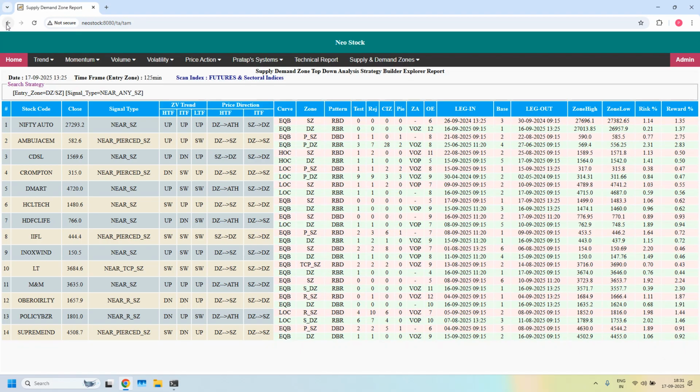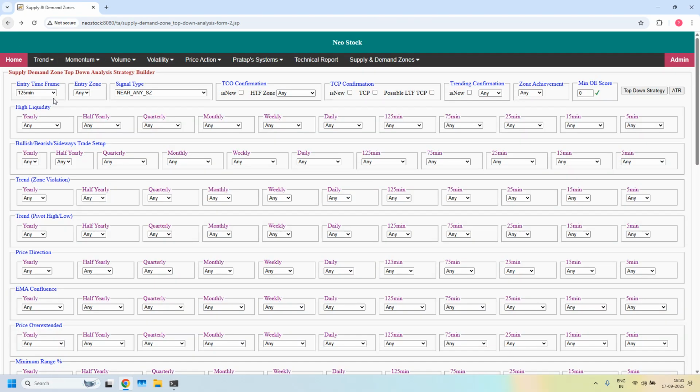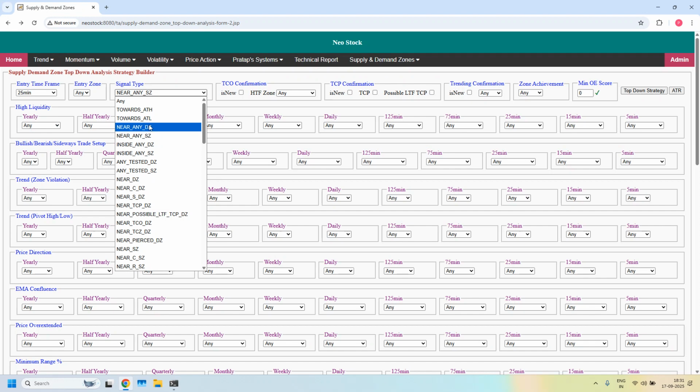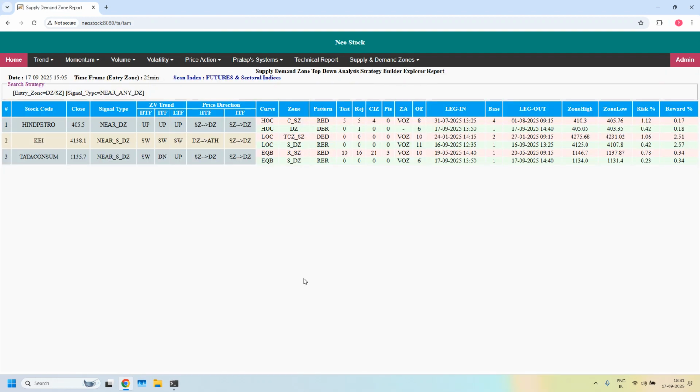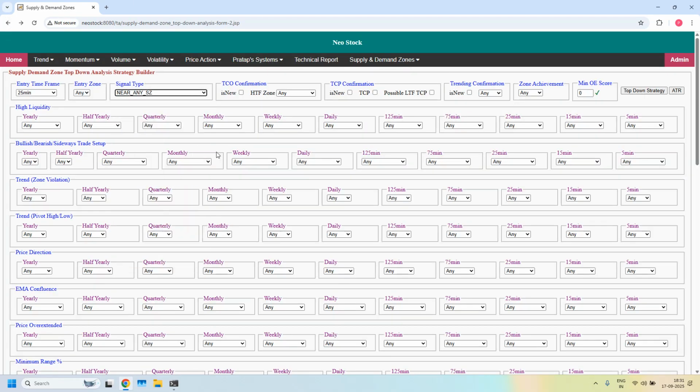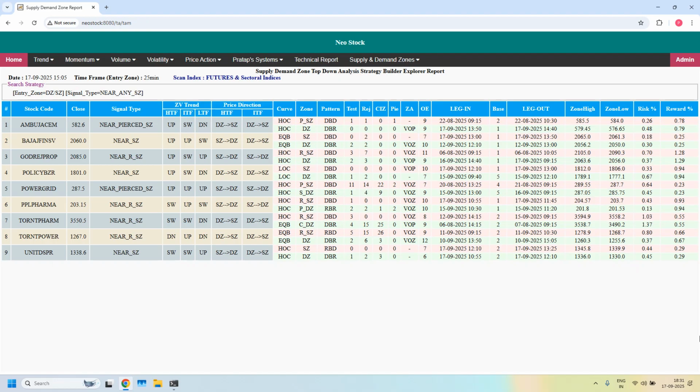Next time frame 75 minutes already generated in the beginning of the report. So the next time frame is 25 minutes. Stocks near the 25 minutes demand zone, we got 3 stocks. Next, stocks near the 25 minute supply zone, we got 9 stocks.